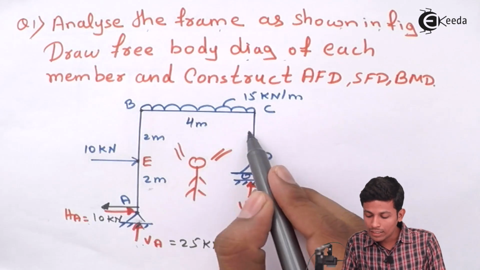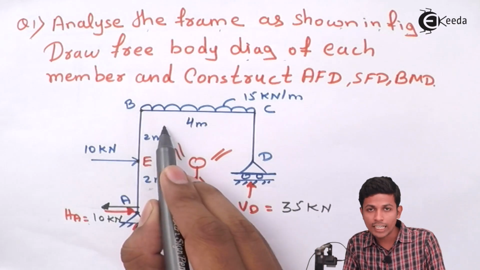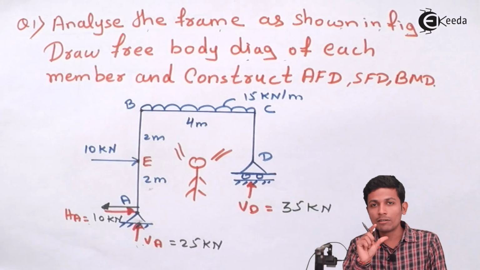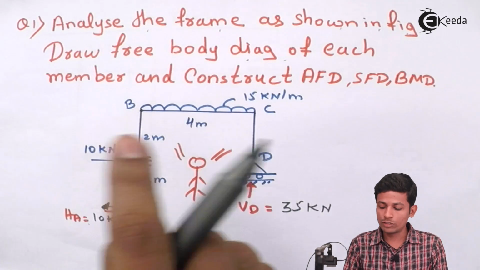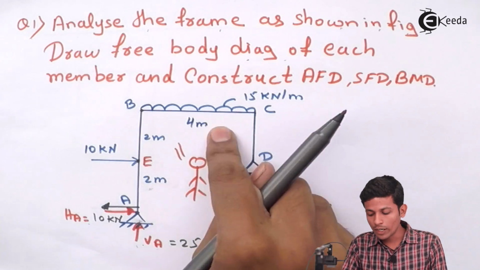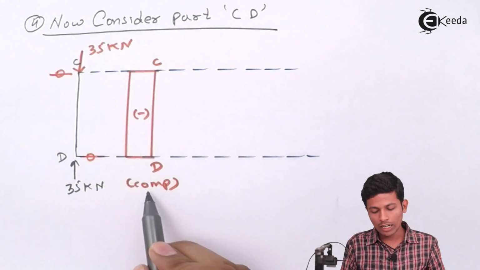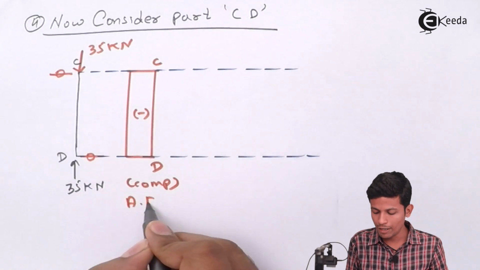See, in the CD part this is the inside part. In the AB part this is the inside part. So when a minus sign comes, draw inside. When a plus sign comes, draw outside. In the CD part a minus sign will come, so draw inside. So it will be like this. Or you can write it over here, compression. This is your AFD part.